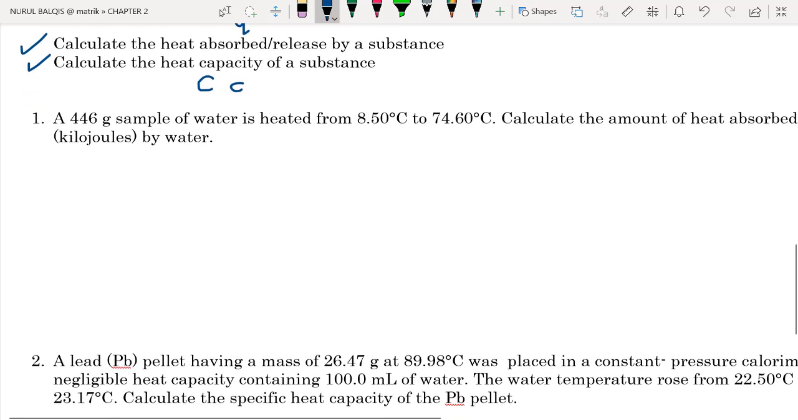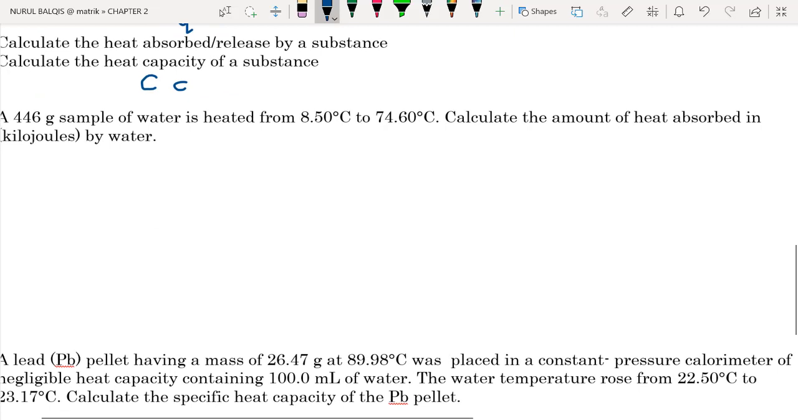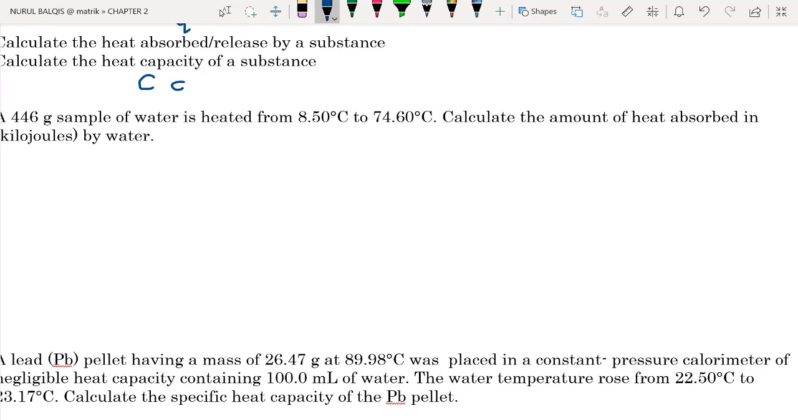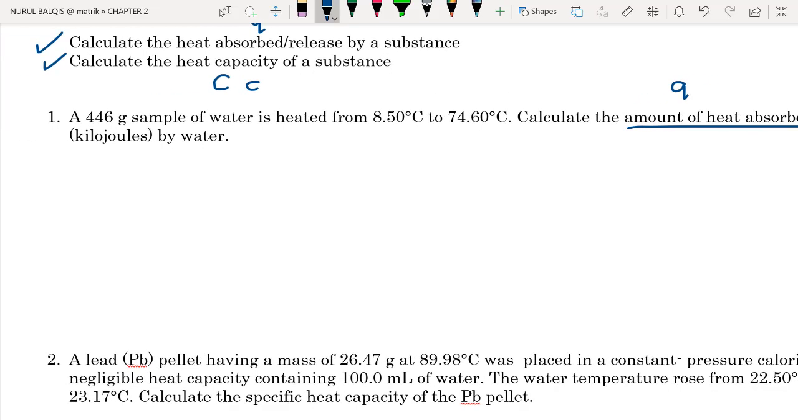So now question number 1 for face-to-face is: a 446 gram sample of water is heated from 8.50 degrees Celsius to 74.60 degrees Celsius. Calculate the amount of heat absorbed. So we want to find the amount of heat absorbed in here, which is the Q absorbed by the water. So we have information about water. Then we just need to calculate the Q.